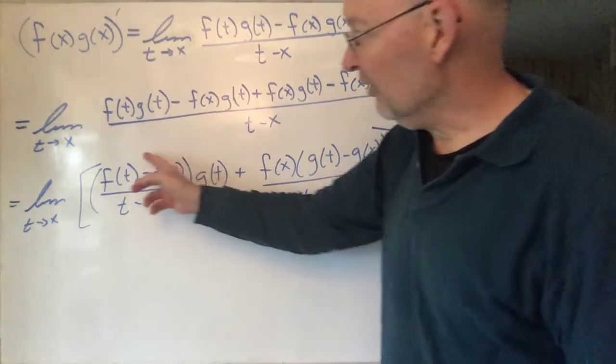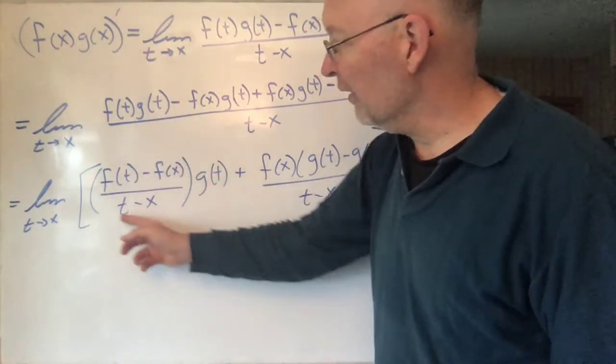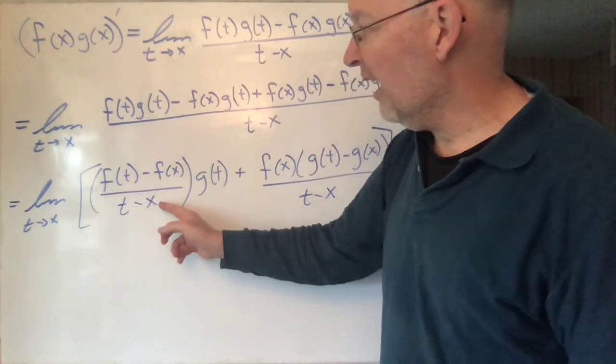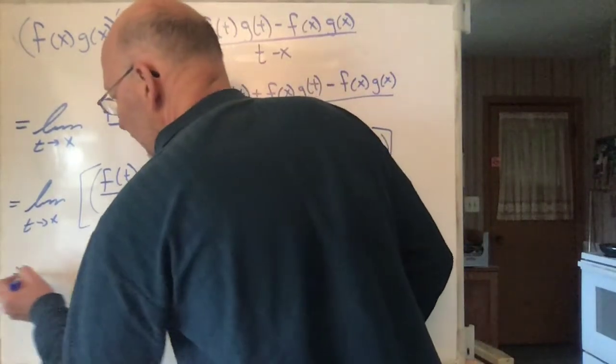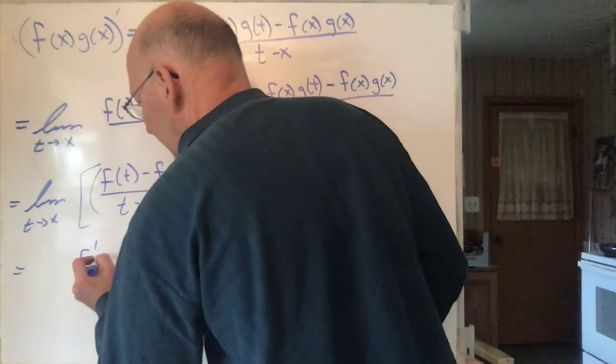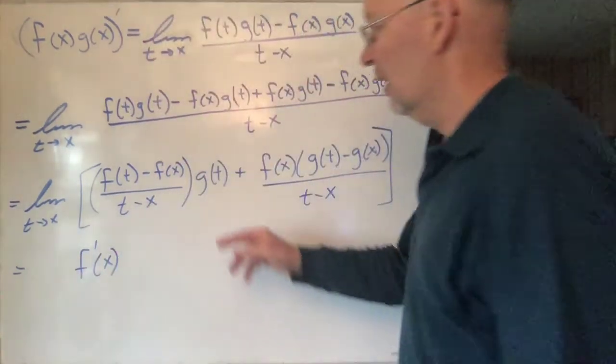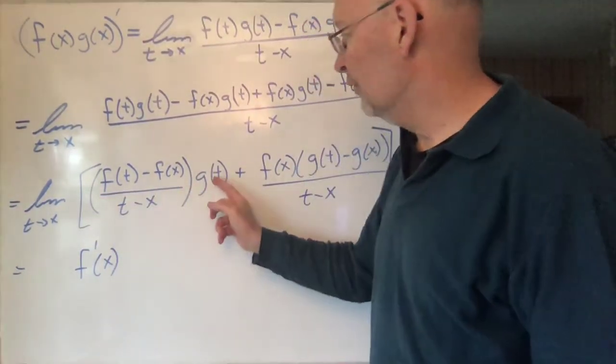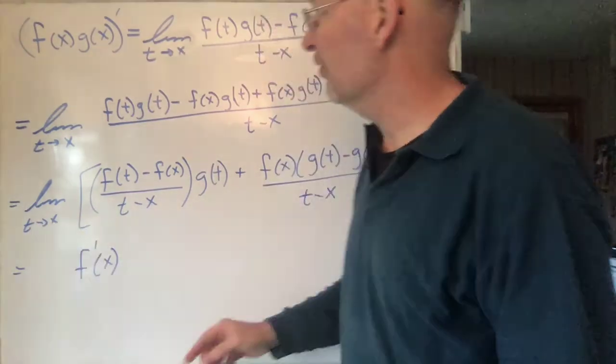Well, let's see. Does this look familiar? This is just the derivative of f at x. That was the definition of the derivative. So this is f prime of x. Here we have the limit of g of t as t approaches x.